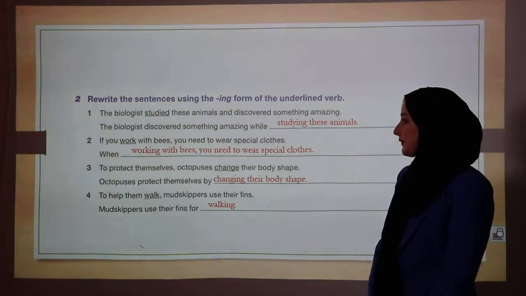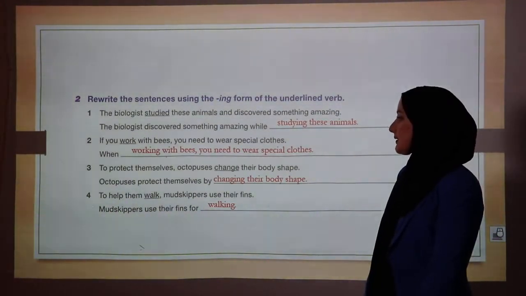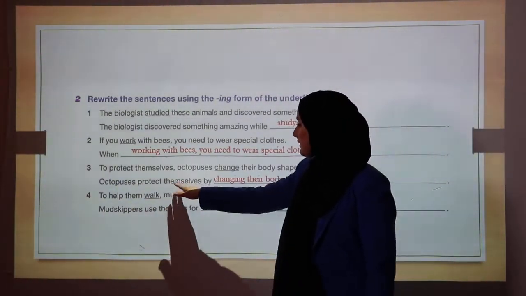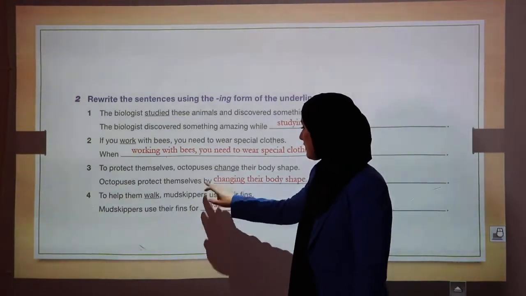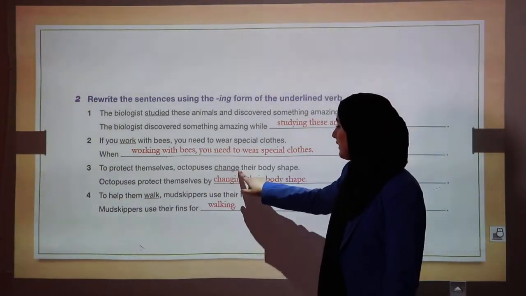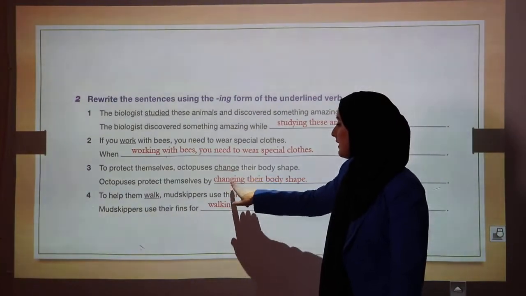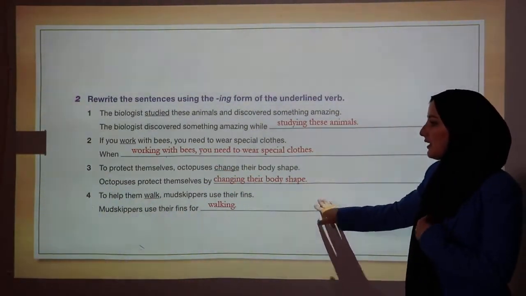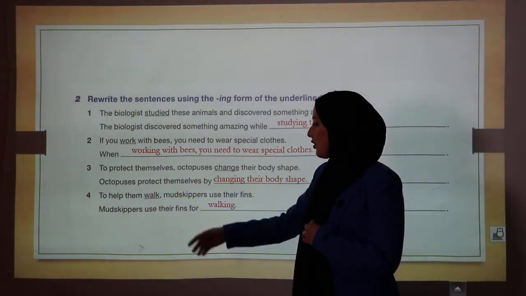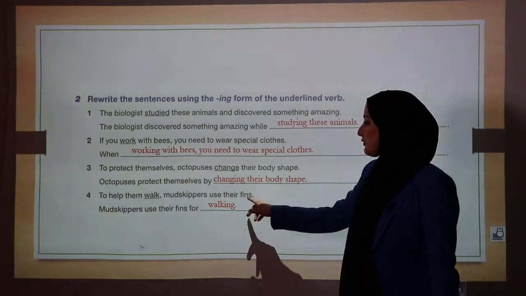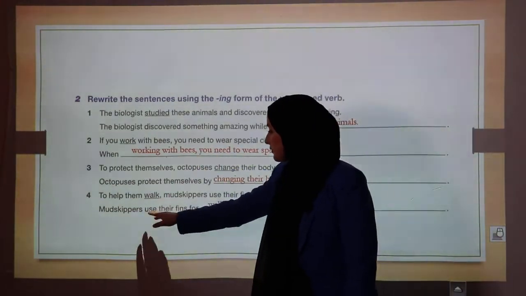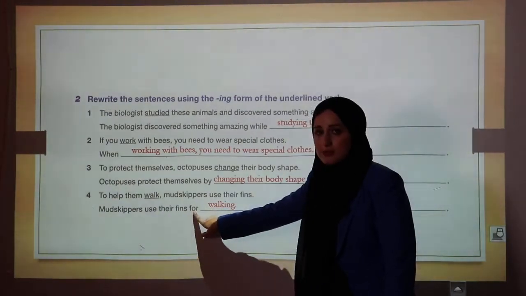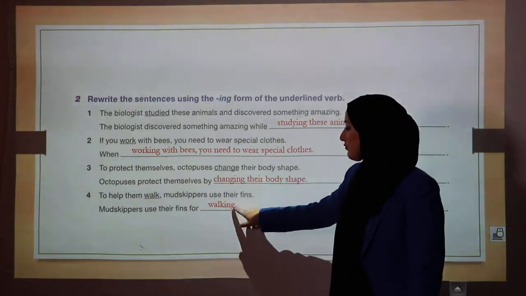Number 3. To protect themselves, octopuses change their body shape. Octopuses protect themselves how? By, and by must be followed by the ing form of the verb. Change becomes changing, by changing their body shape. The last one, to help them walk, mudskippers use their fins. Mudskippers use their fins for walking, full stop. And for also must be followed by the ing form of the verb.